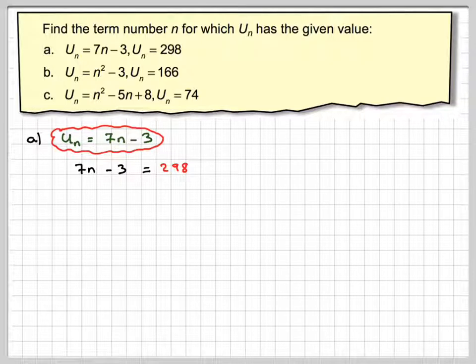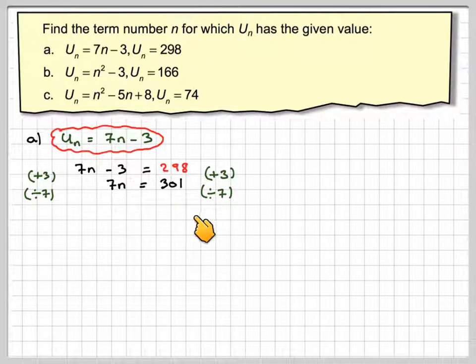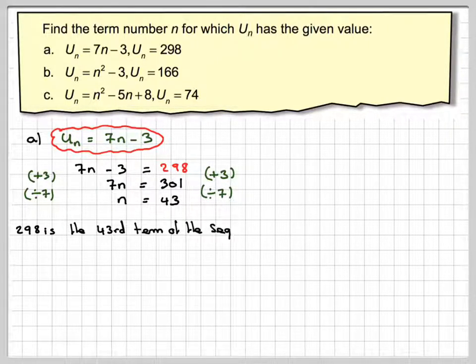solve that equation. So first step, the opposite of subtracting 3 is to add 3 to both sides. So if you add 3 to this side, you get 7n. You add 3 to this side, you get 301. Next, because we've got 7n, the opposite is to divide by 7. So dividing both sides by 7, we're going to get n on this side, and then 301 divided by 7 is 43. Therefore, 298 is the 43rd term of the sequence.